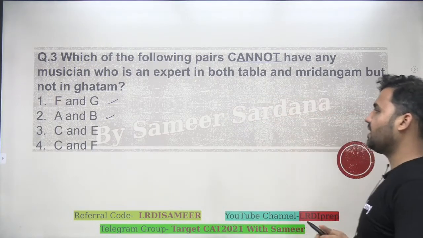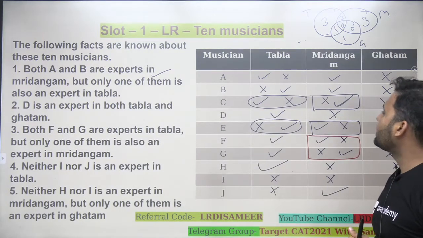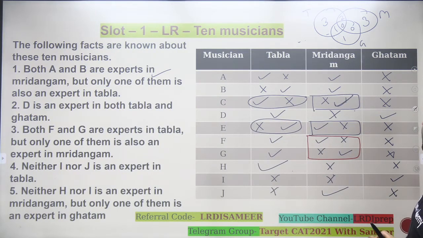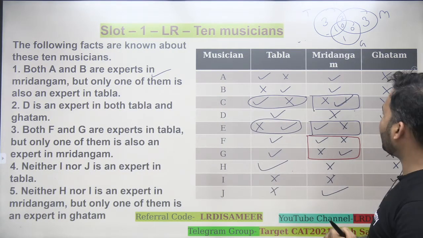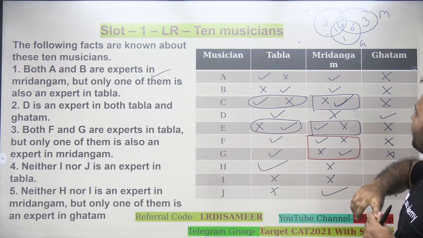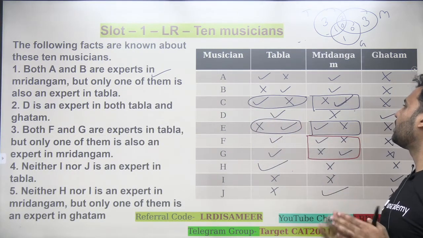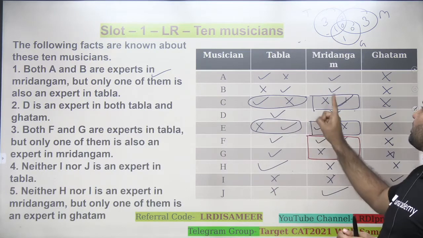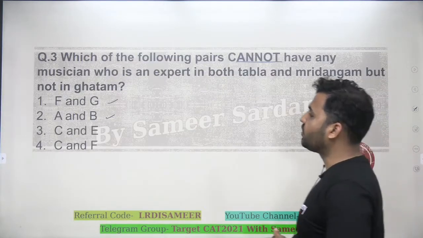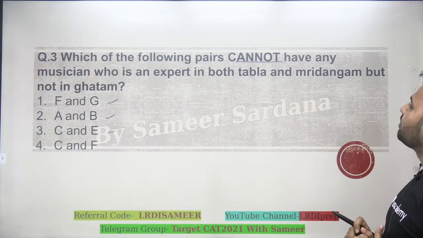Look at C and E and C and F. Okay, look at C and D now. Looking at C and E, right? We know that one person, C and E, one person is, okay, this is connected with this, right? Yeah, we will have one person, right? Between C and D, one person will be playing only tabla and one person will be playing tabla and mridangam both. So yes, C and E is also an option where one of the person can be an expert who is playing both tabla and mridangam but not in ghatam.